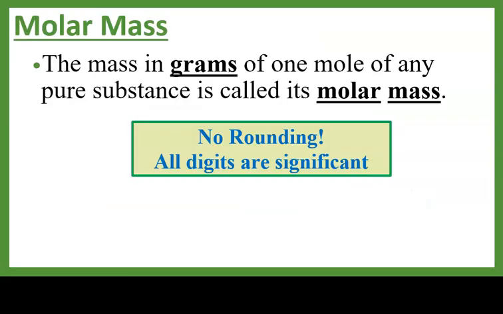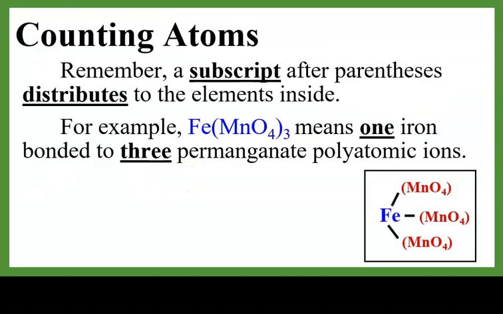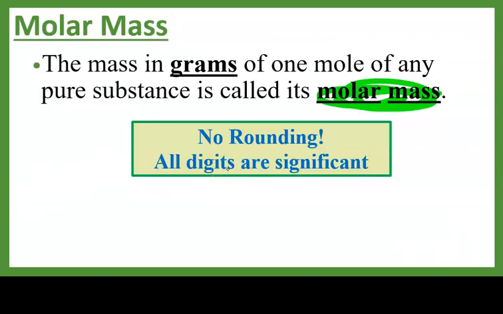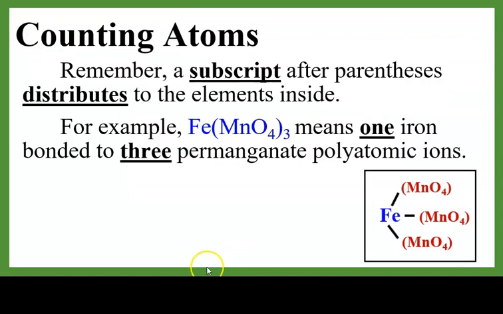All right, so now we're going to change gears a little bit and talk about molar mass. So if you don't have a calculator handy, pause the video and get yourself a calculator. Molar mass is the mass in grams of 1 mole of any pure substance. This is the definition of molar mass. We've talked about this a little bit already, but we're going to review it. When I say no rounding, all digits are significant. You have to use what is on your periodic table. That'll give you the correct amount of digits.